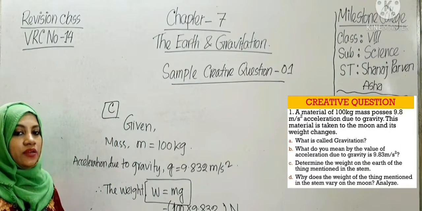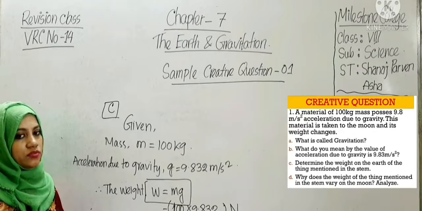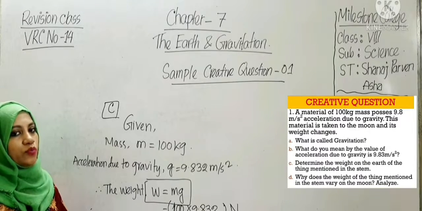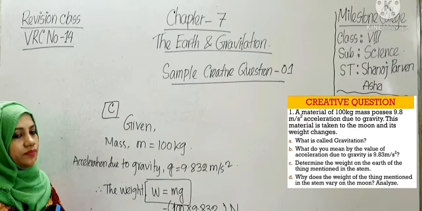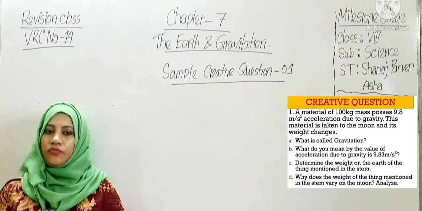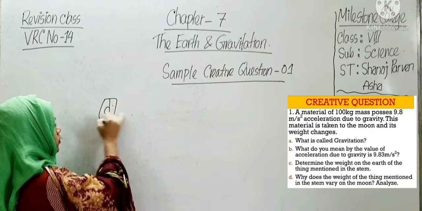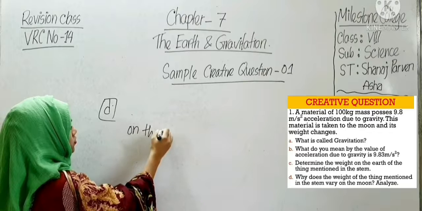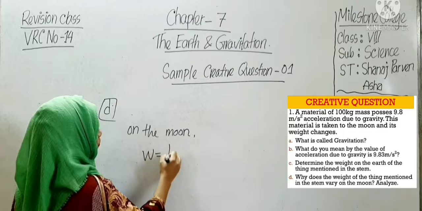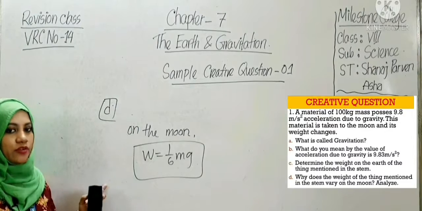Got it? Why does the weight of the thing mentioned in the stem vary on the moon? So first of all, in C, you got the weight of the object on the earth's surface. Now we will find out the weight of the object on the moon. And in case of the moon, W equals 1 by 6 mg. This formula you have to use. Find out the weight on the moon.